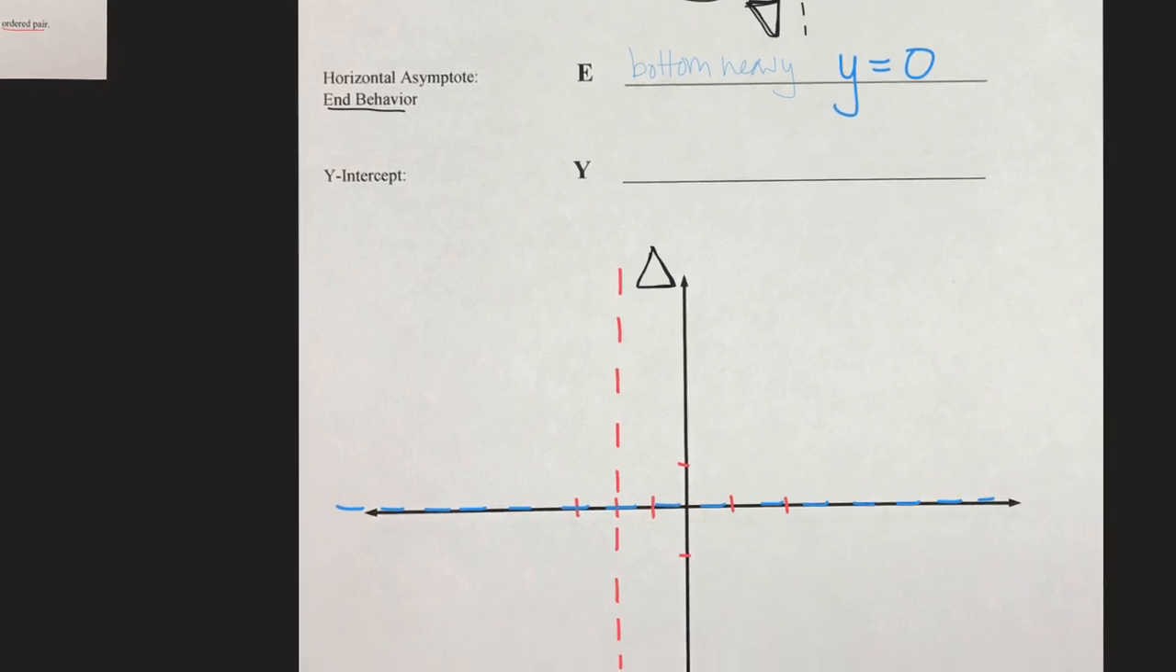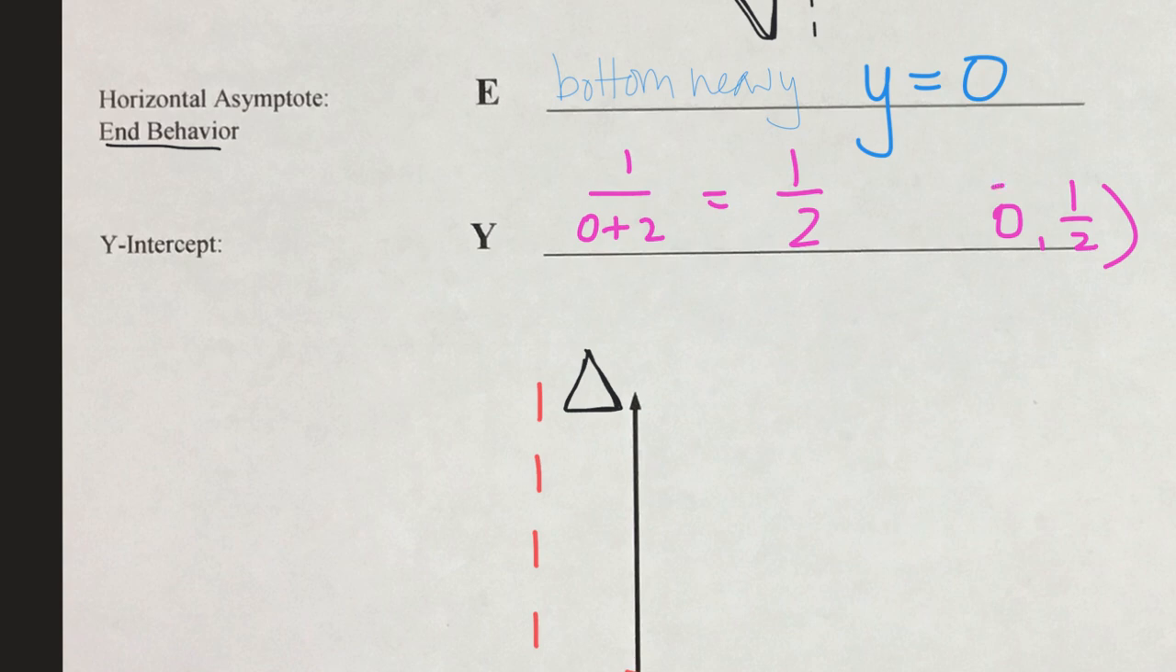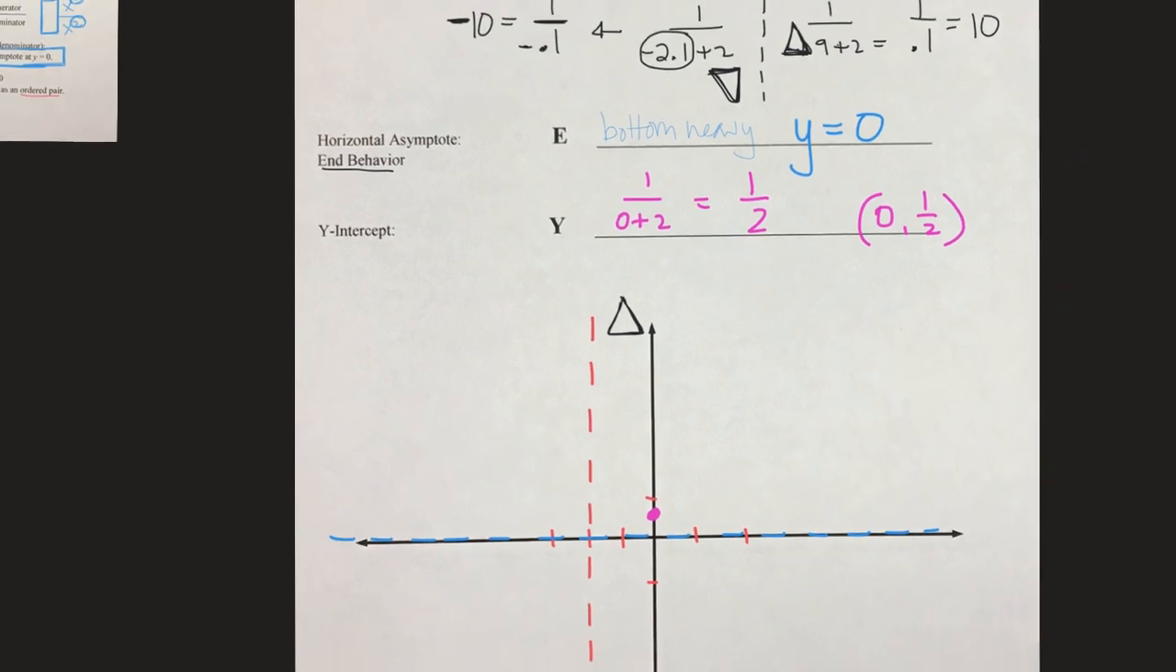And lastly, we have to find the y-intercept. So let's plug in 0 for x. That's 1 over 0 plus 2, which is positive 1/2. So the graph will cross the y-axis at positive 1/2. So technically (0, 1/2) if we're going to write it as a coordinate. So we do all of that just so we can graph it.